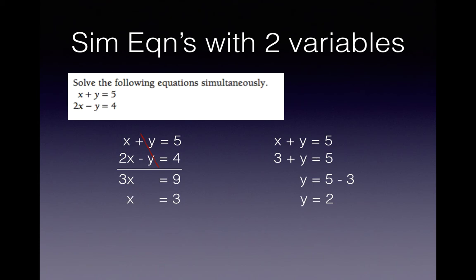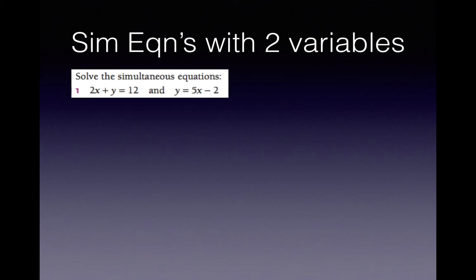Okay, second method. Solve the simultaneous equations 2x plus y equals 12 and y is equal to 5x minus 2. In this case, we're going to use a substitution method. In the second equation, y is the subject of the equation. So instead of y in the first equation, we're going to put in 5x minus 2.